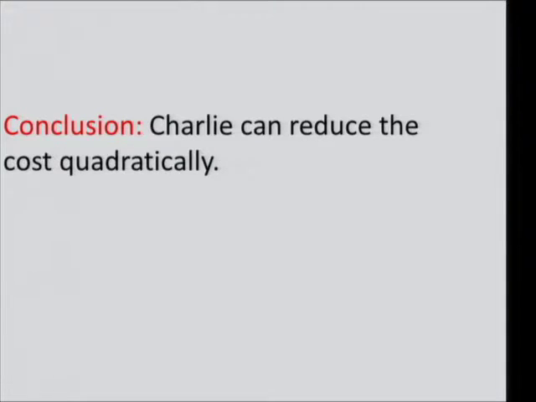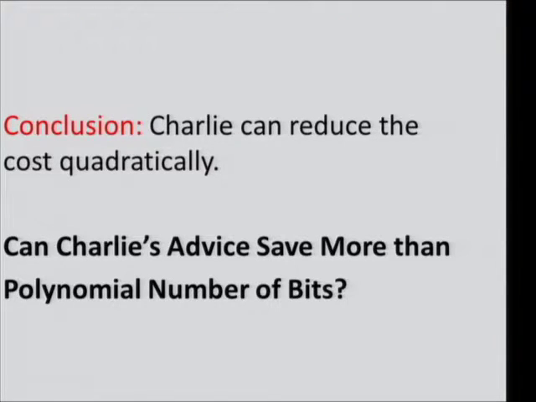Now the conclusion is, therefore, that for the set disjointness function, Charlie can reduce the cost quadratically, right? And the question is, of course, about Patrascu's conjecture. Even this just shows that Patrascu's strong form of the conjecture is not true, even when you think of hard functions, which are hard in a randomized sense.